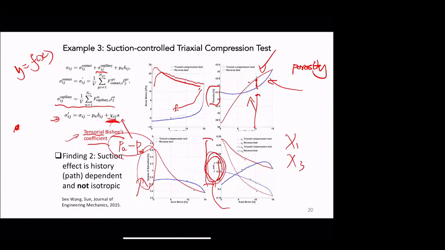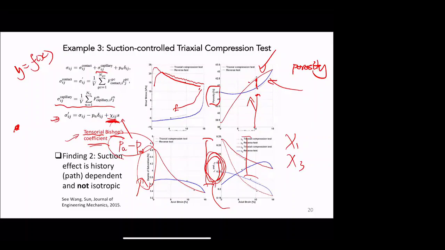tensor, first of all, it showed that the Bishop's coefficient is a tensor. Because if the Bishop's coefficient were a scalar, then the eigenvalues of the Bishop's coefficient would be equal to each other. Here we see clearly a gap. And the gap is evolving, which means that the Bishop's coefficient, at least in the pendular regime, is found from the DEM to be path dependent and also anisotropic.